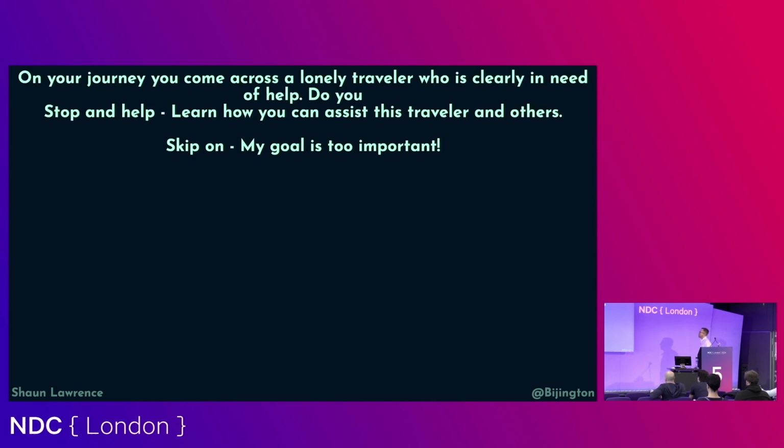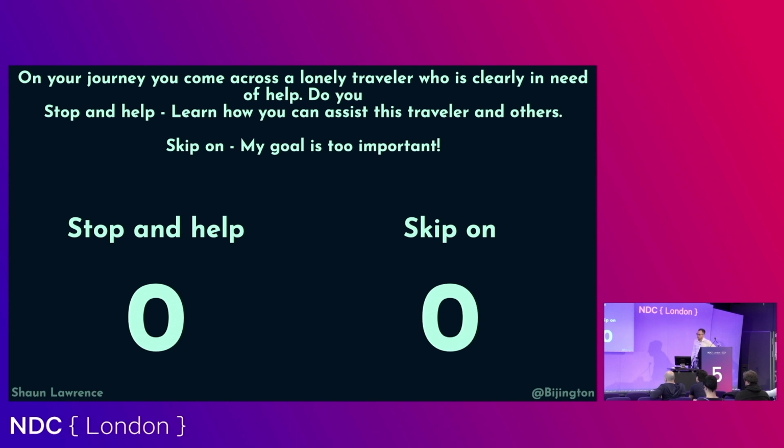So we're on our journey, and we've come across a lonely traveller, that's the bat, who is clearly in need of some help. So we can either skip some of our learning, or we can stop and learn a few concepts, how we can potentially make our app more accessible, or we can say, no, I'm going to carry on, my goal isn't too important. So feel free.